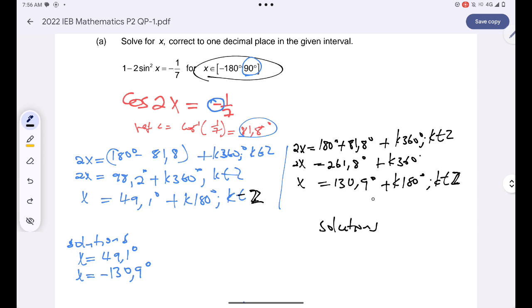Okay, I know that whenever I substitute 0 there in place of k, x will be equal to positive 130.9 degrees. And then whenever I substitute 1 in place of k, I will get a value which is greater than 90. So I don't have to worry about going further. But whenever I substitute -1, let's see what I get. I'll get negative 49.1 degrees. And I don't need to go further.